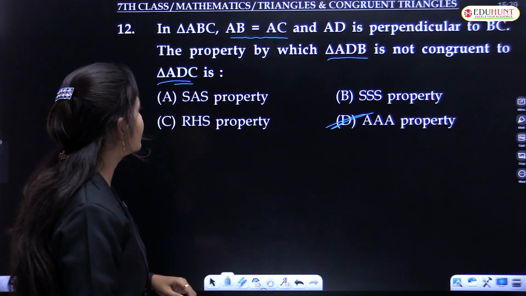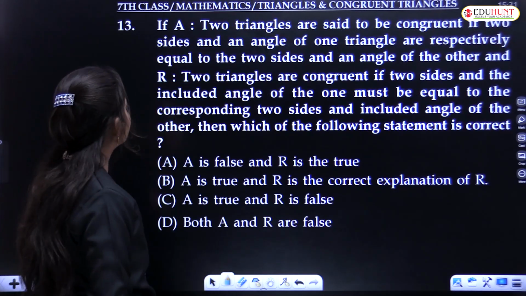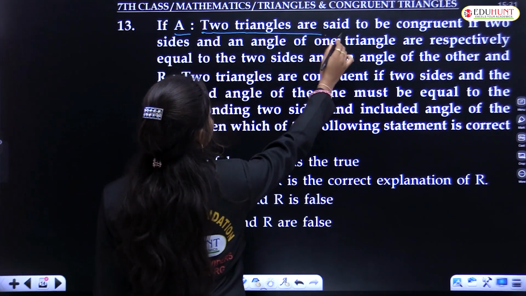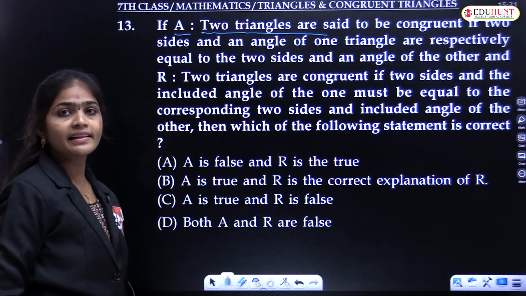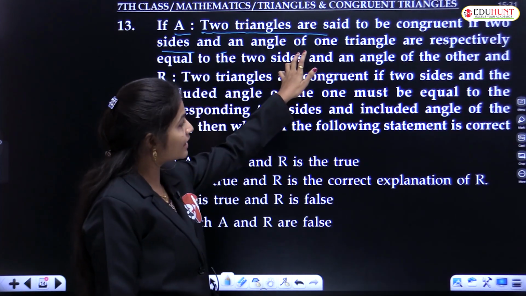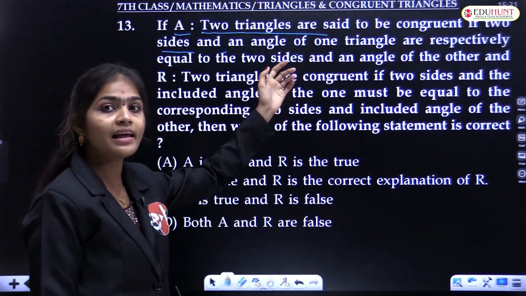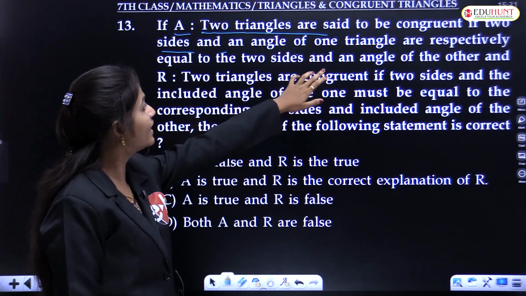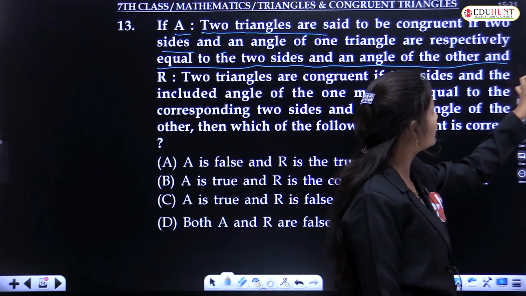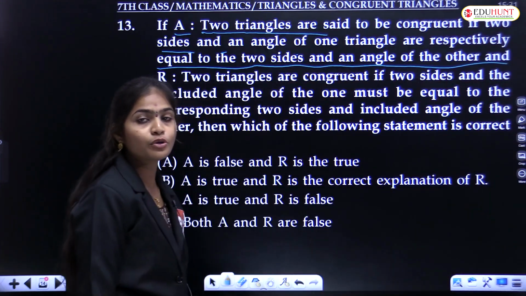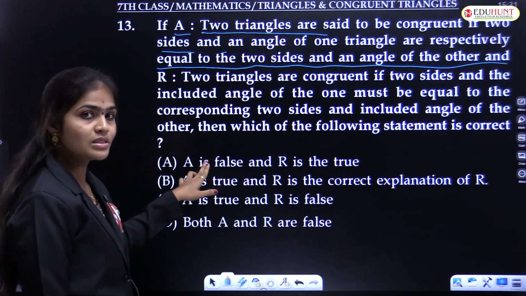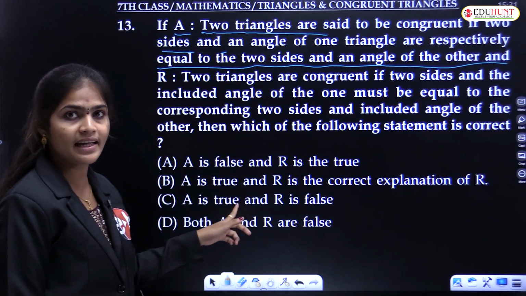Okay, so let us see the next one. So children, see the next question. The first assertion is: two triangles are said to be congruent if two sides and an angle of one triangle are respectively equal to the two sides and an angle of the other. Okay, they are saying that two sides and the angle of a triangle are equal. So they are saying two sides and the angle, not the included angle.